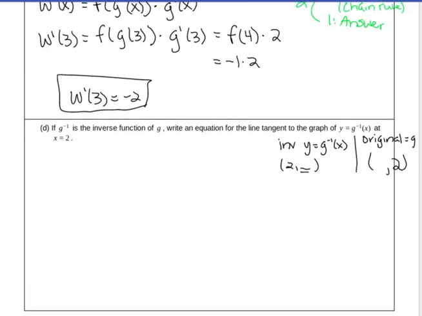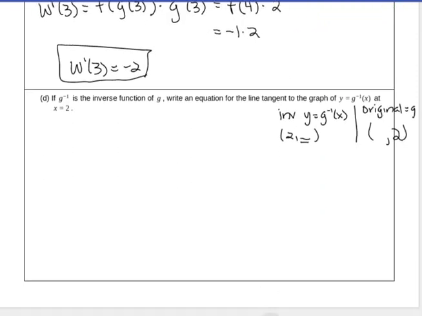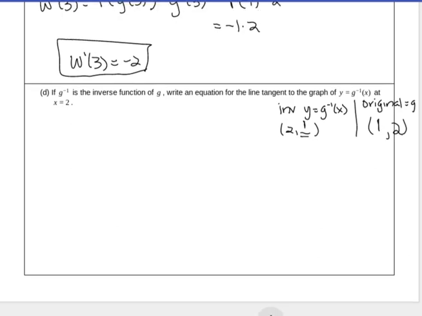So if I look at my function g, I want an output of 2. So here's all my output values for g of x, and I can see it has an output value of 2 at x equals 1. So I can right away then know that the point I'm looking at on my original is 1, 2, and the point I'm looking at on my inverse is 2, 1. And that's going to be important as we work through this problem. So I need an equation of a tangent line, which means I need a point and a slope. So I know that the point I'm going to use is the point on this inverse function, which is the point 2, 1. That's what we just figured out over there. Now we need the slope.